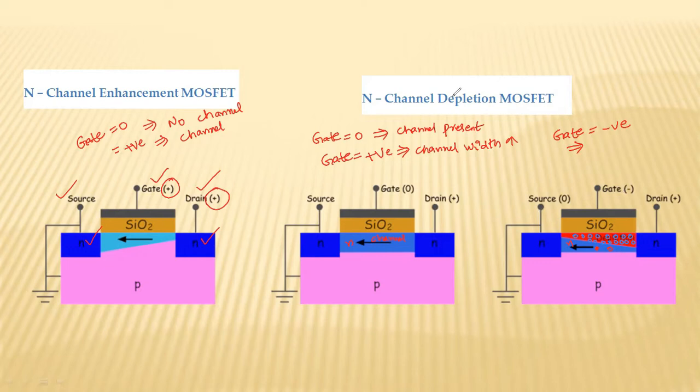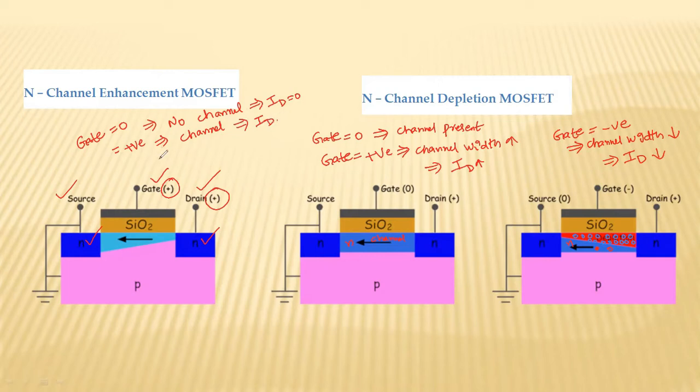So in this way, as the negative voltage is applied at the gate terminal, channel width will be decreased. As channel width decreases, the drain current also decreases. As the channel width increases, current increases. In both cases here you can see that as there is no channel, the current ID is 0. And whenever a channel is present, current will be present depending on the applied voltage.